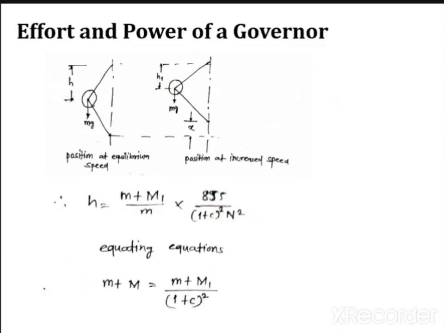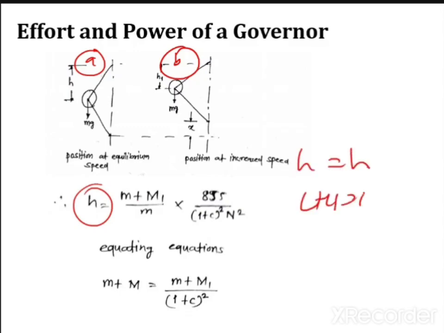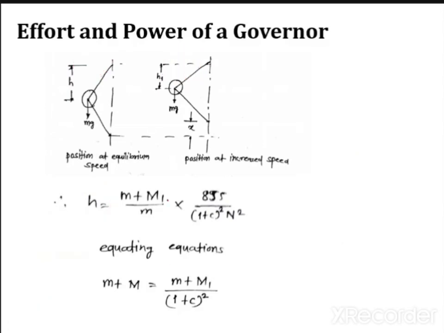Okay, so now equate the equations. Which equations? The equation of A and the equation of B. Because you know that the left hand side is equal, right? What is the left hand side? This h. h is equal to h. So LHS is equal to LHS, so RHS will be equal to RHS. So after equating, what am I getting?